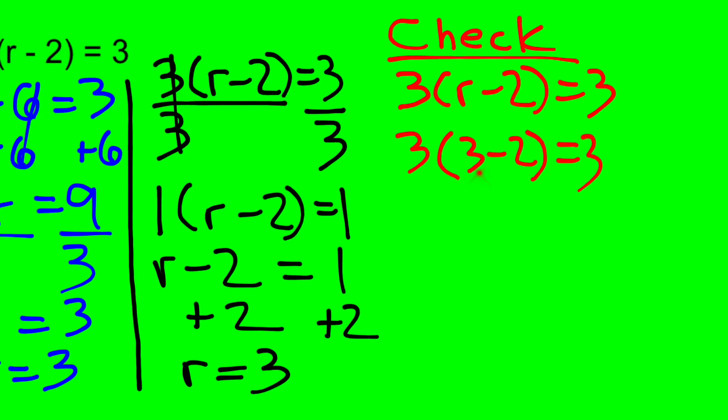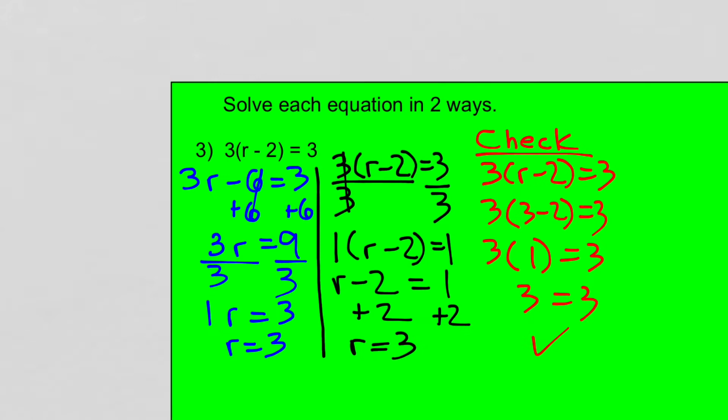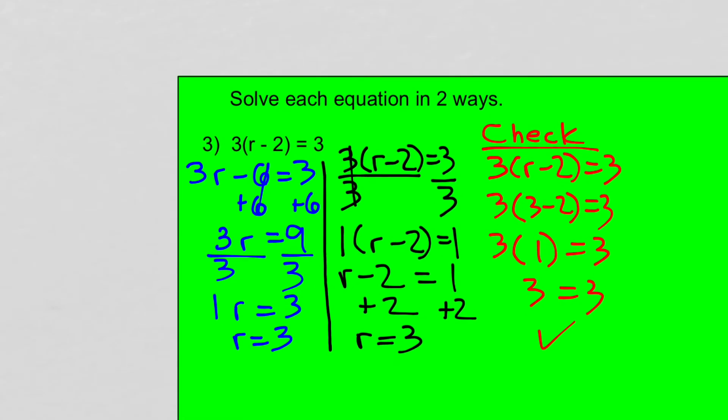BEDMAS tells us we do 3 minus 2 first. So this is going to be 3 times 1 equals 3. And 3 equals 3. Both sides of the equation are good. We're good to go. I didn't bother showing you a check for this one because we've done those checks a lot.